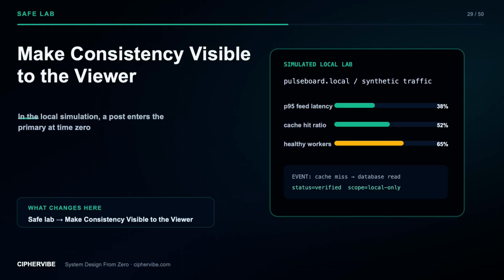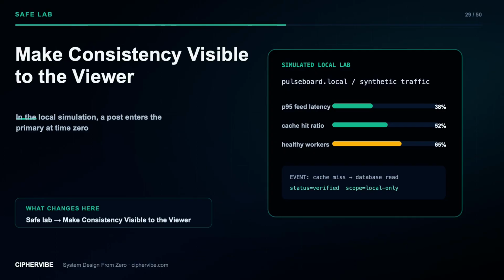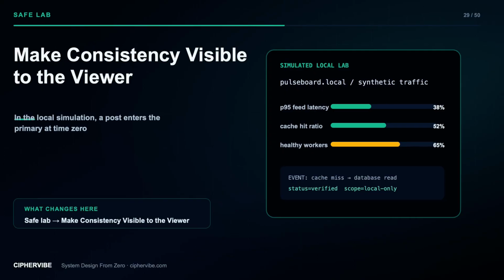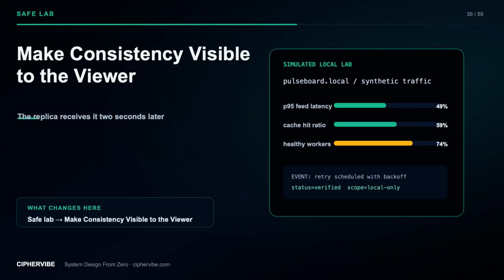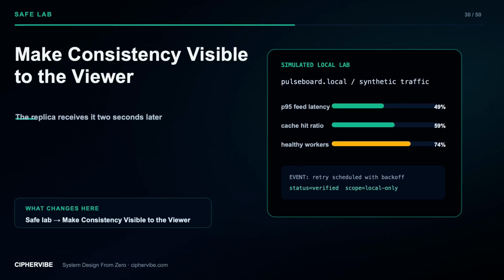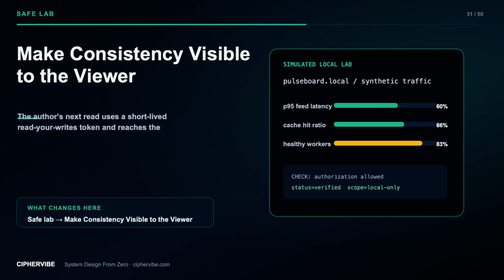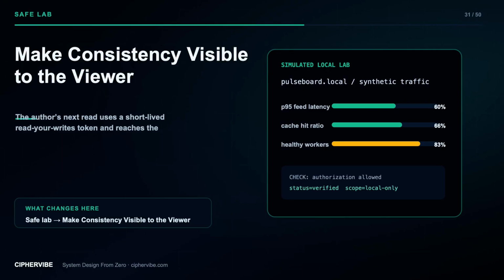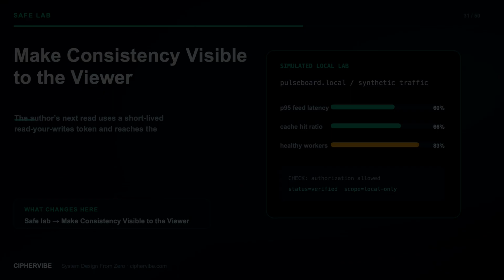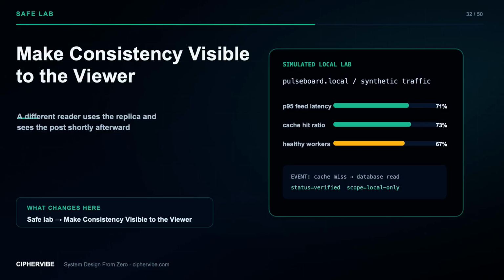In the local simulation, a post enters the primary at time 0. The replica receives it 2 seconds later. The author's next read uses a short-lived read-your-writes token and reaches the primary, so the result is immediate. A different reader uses the replica and sees the post shortly afterward.